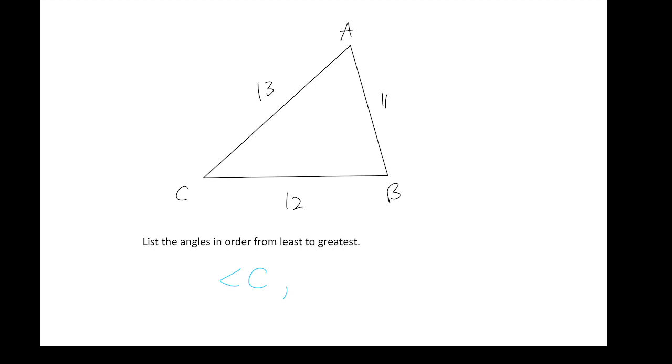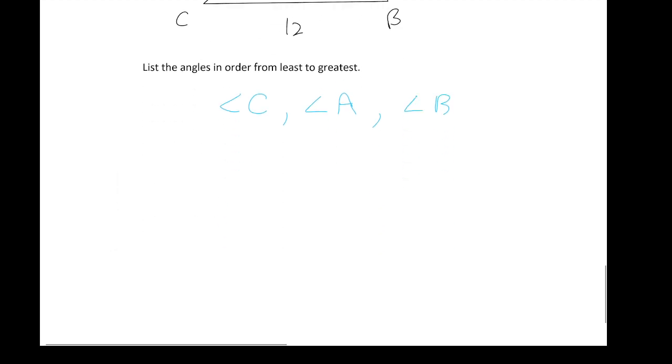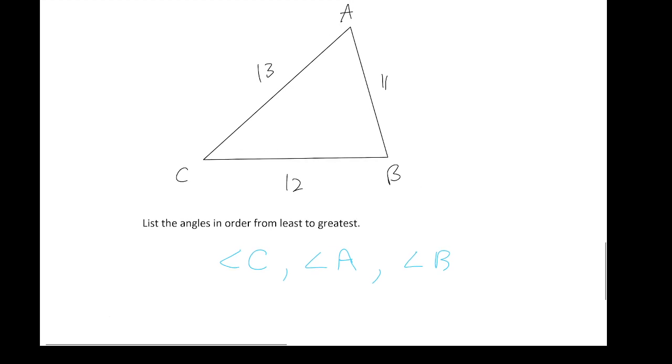But what we can prove indirectly here is that C has to be the smallest one because it's opposite the smallest side. We have BC, which is going to be 12. That's opposite angle A. And then we have AC, which is 13. It's the greatest one, and that's opposite angle B. So there we go. And of course, B would have to be the last one because it's the only option we have left.